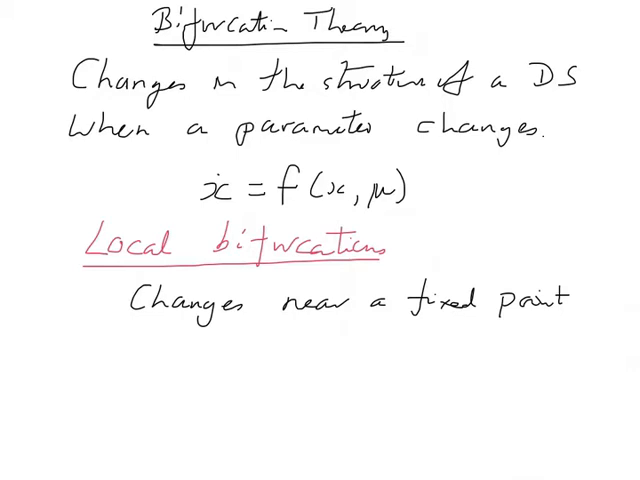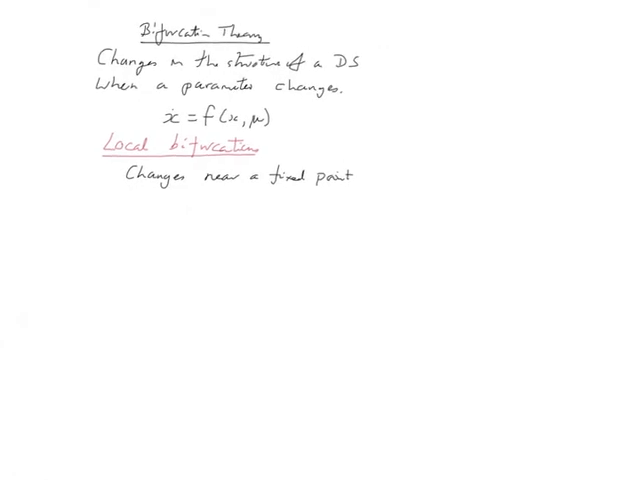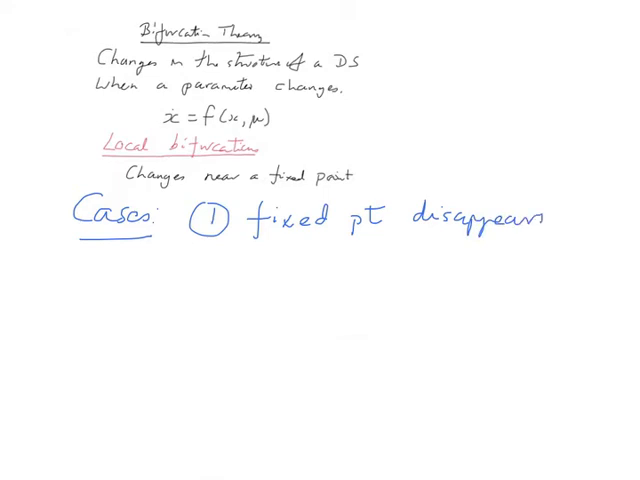Okay, and there are actually four different cases that we're going to study, and they are as follows. So, cases. One, the case where a fixed point disappears. So as you vary the parameter, it just disappears.